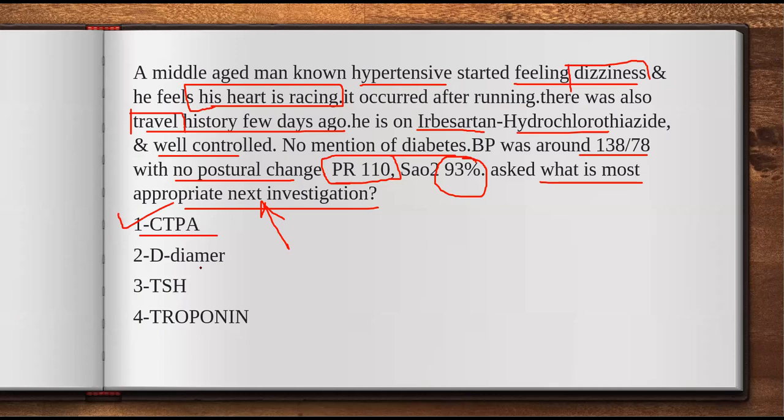D-dimer is a non-specific investigation for pulmonary embolism. So we don't usually do D-dimer to find out pulmonary embolism unless they are very low risk.